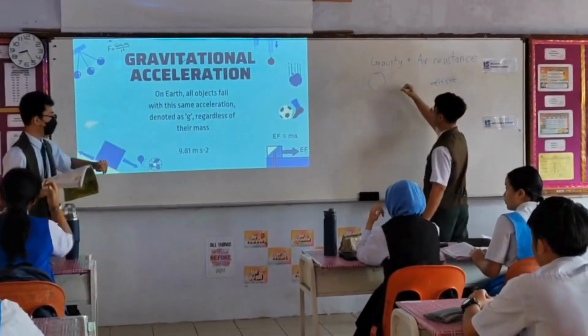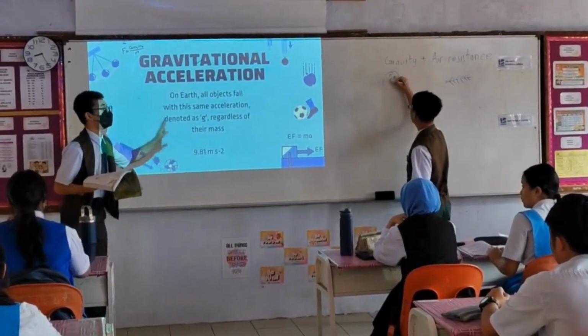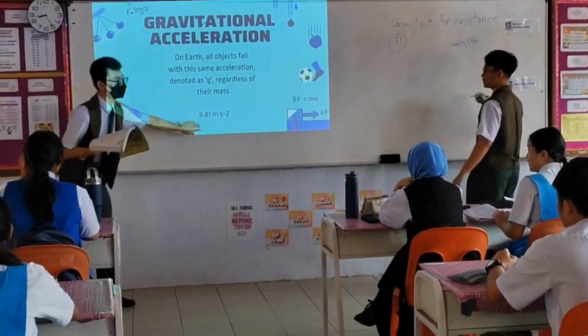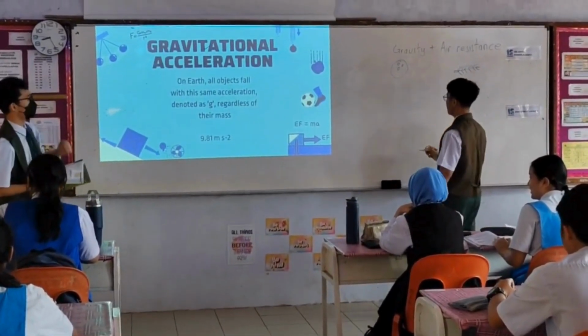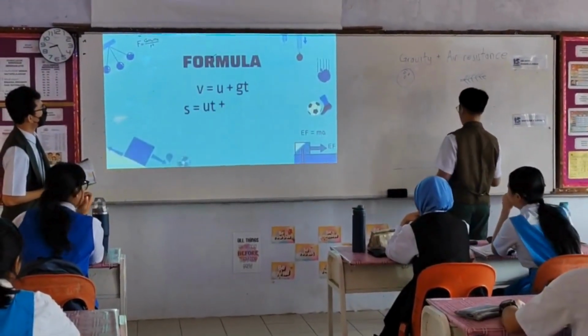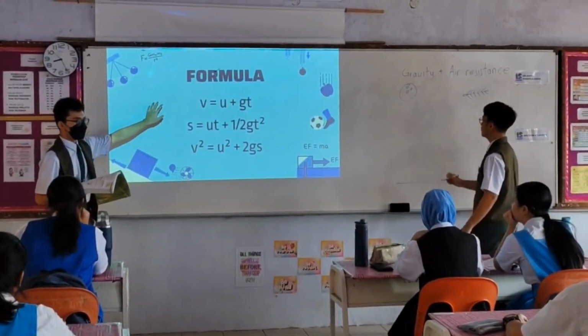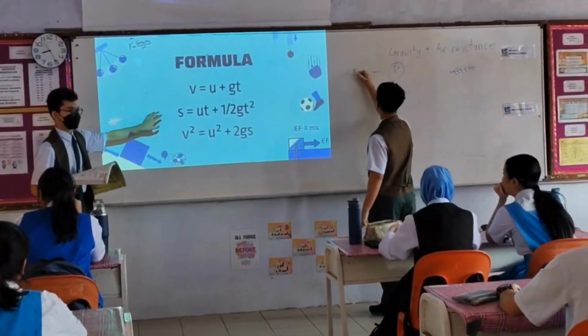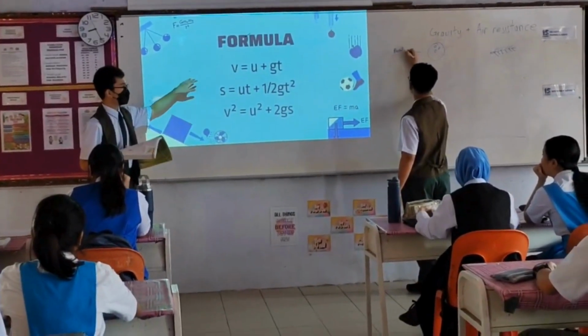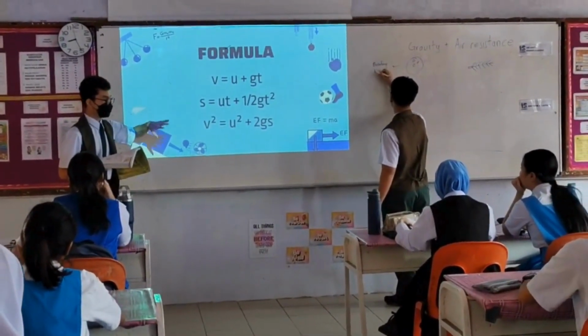9.8. 9.81. 9.81. Okay. This is the formula we use to calculate the value of free fall.